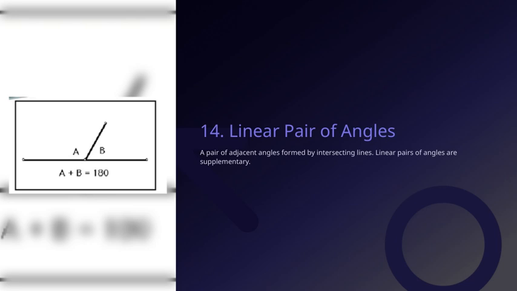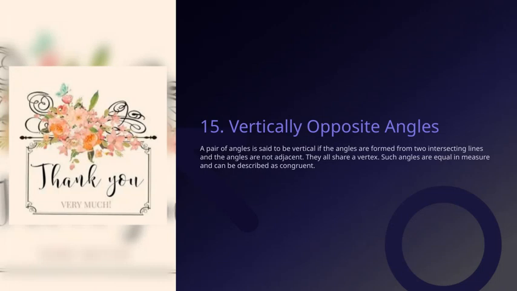An important point to remember is that linear pairs of angles are supplementary, which means their measures add up to 180 degrees. Recognizing these pairs helps us understand the relationships between angles and is fundamental in solving many geometric problems. This concept ties into our overall theme of understanding how angles interact and relate to each other in different geometric configurations. Now let's talk about vertically opposite angles.